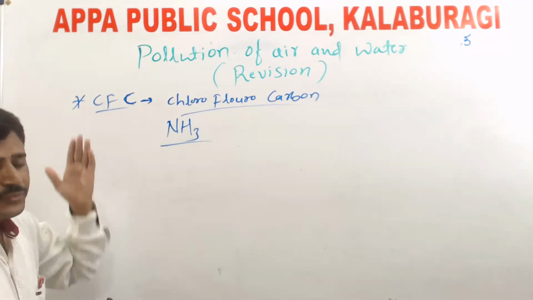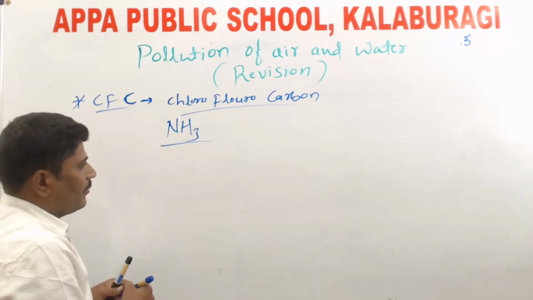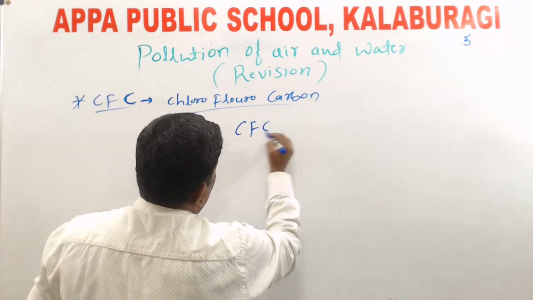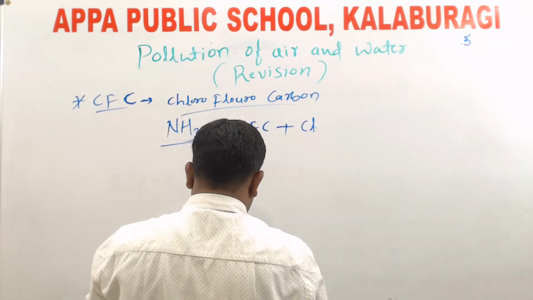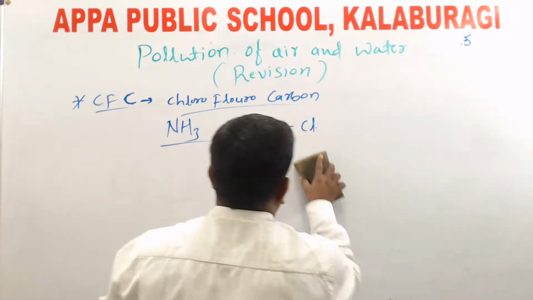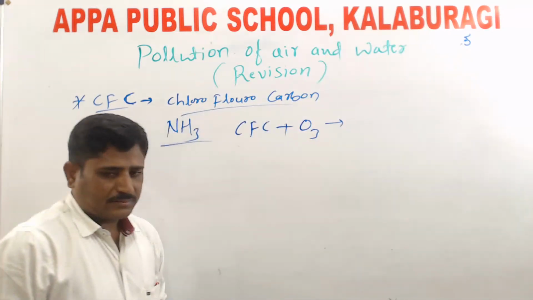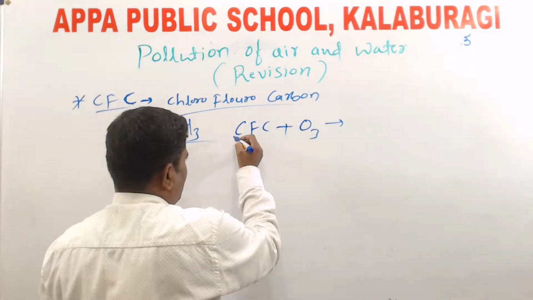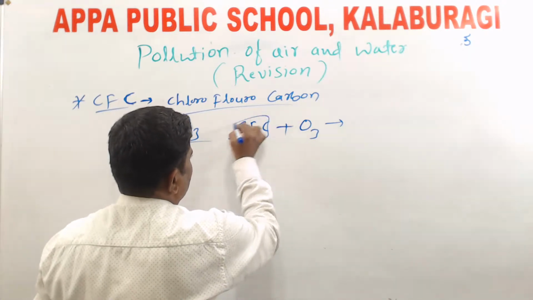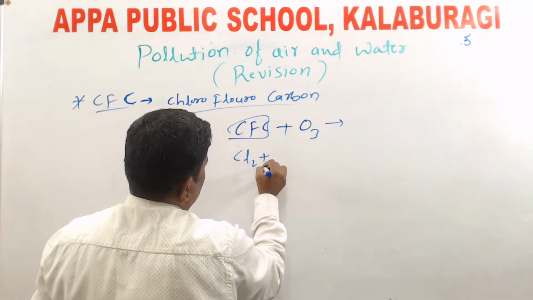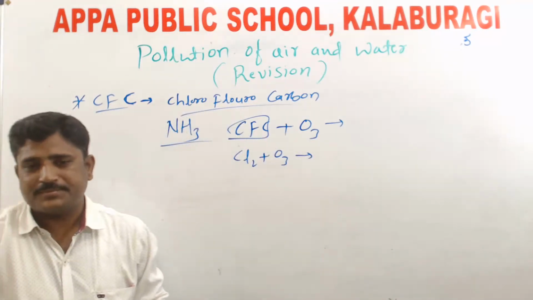What is the effect of this? Why are we not going to use it? Let us see that. My dear friends, this CFC gas affects the ozone layer, O3. It means chlorofluorocarbon, one chlorine molecule can destroy more than a thousand ozone molecules.